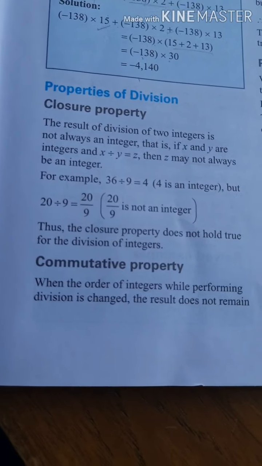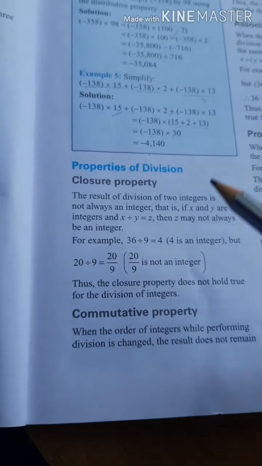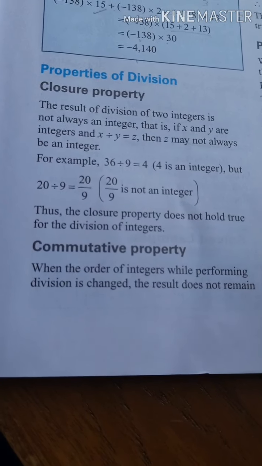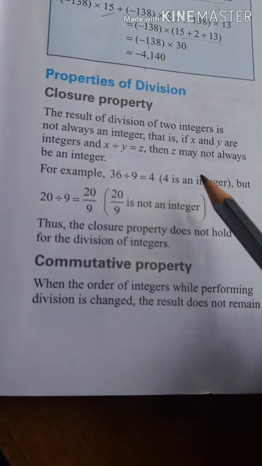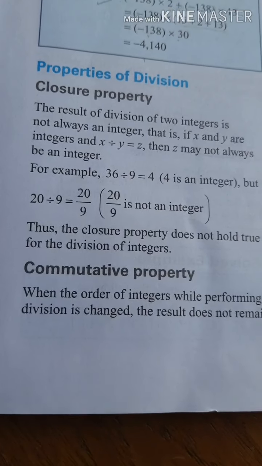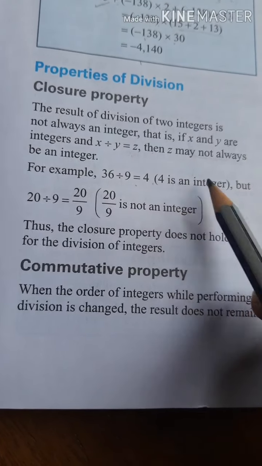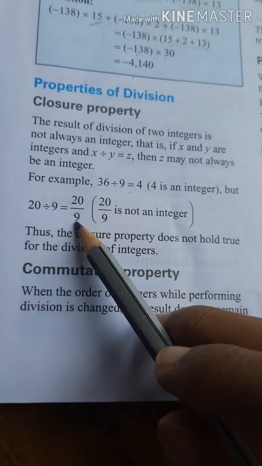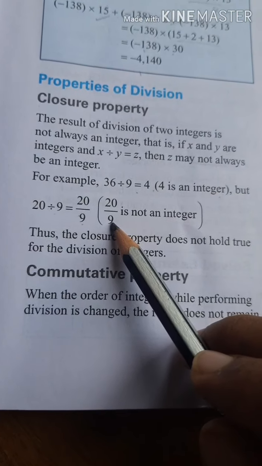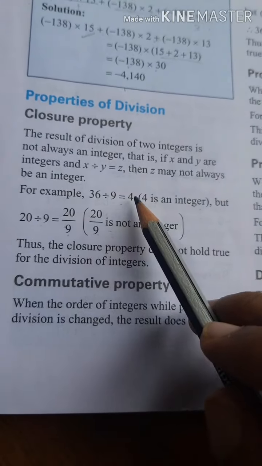Now I will go to the properties of division. Here also there will be closure property, commutative property, associative property. In division you have to be very careful, because I take any two integers and divide, and I want to check whether I get only integers. So 36 divided by 9, I will get 4. 4 is an integer, no problem. The same way 20 divided by 9. 20 by 9, are you able to divide? No. So this is not an integer. This is a fraction, but I need an integer.